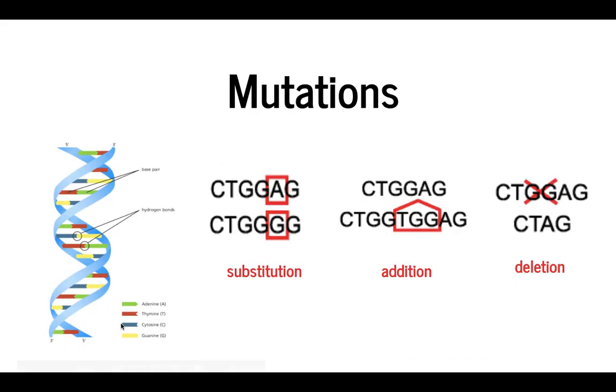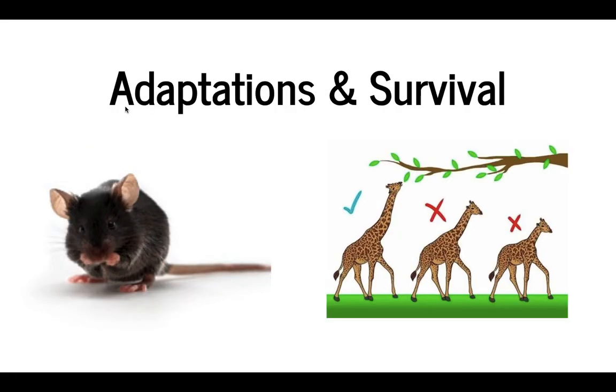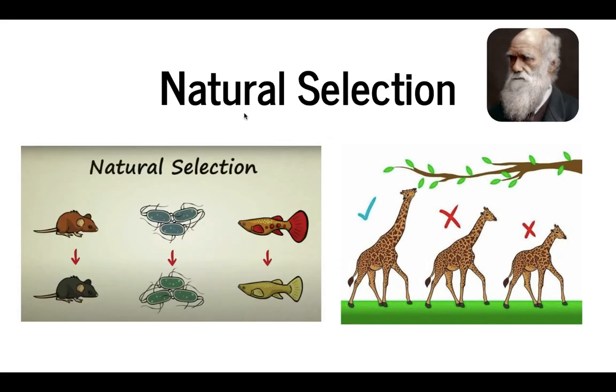Mutations, which are random changes in our DNA, can sometimes help an animal adapt to their environment and better survive. For example, these giraffes had a random mutation that gave them longer necks. It turned out this helped them adapt to be able to eat leaves higher up in the air, and they could survive and have more babies. This is called natural selection.